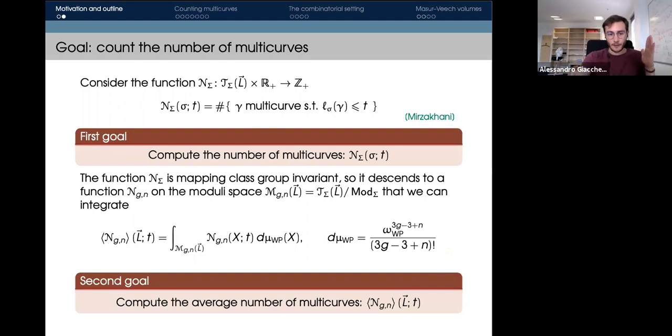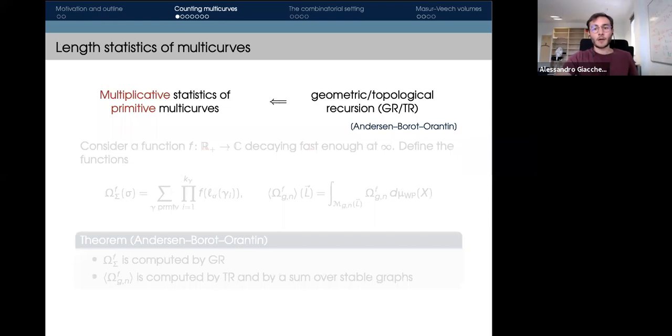So, okay, these are my two goals, but let's forget about this for a moment and let's see what we can do based on Jon's talk from yesterday. So Jon yesterday explained that using the geometric recursion and topological recursion from his work with Gaëtan and Nicolas, you can compute what I will call multiplicative statistics of primitive multicurves.